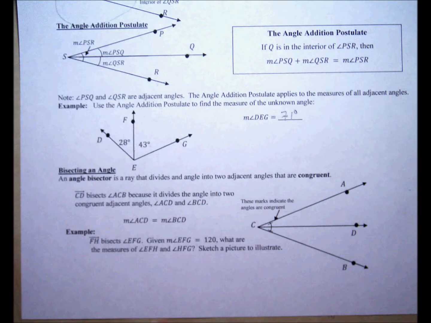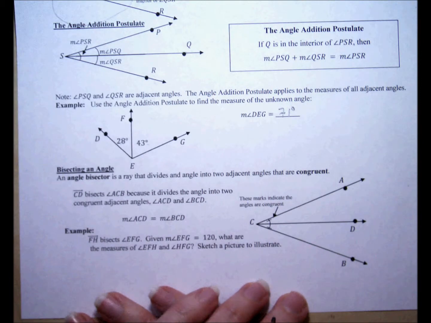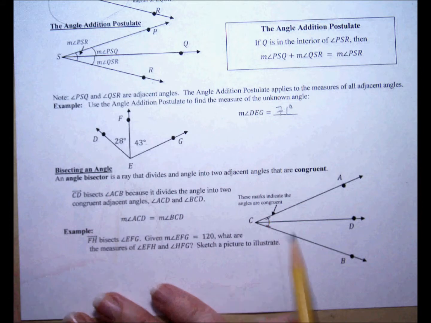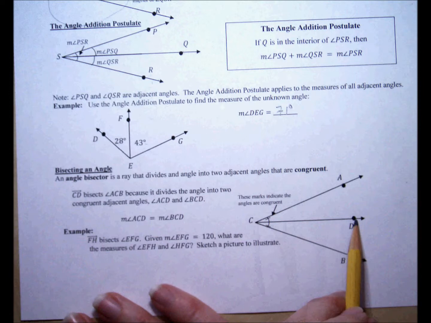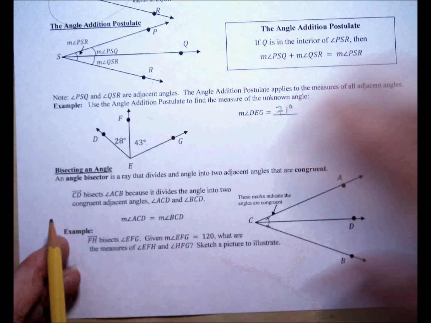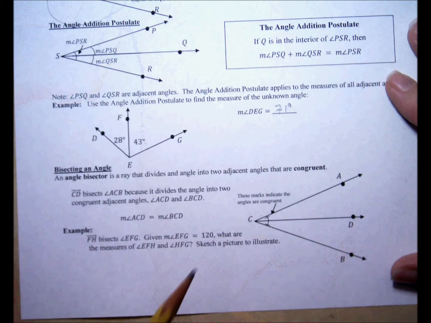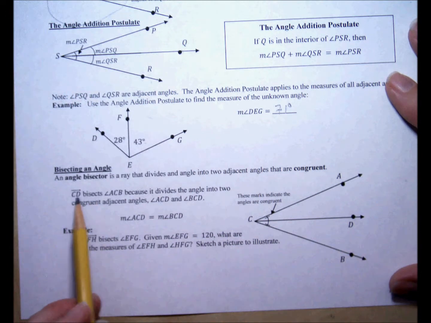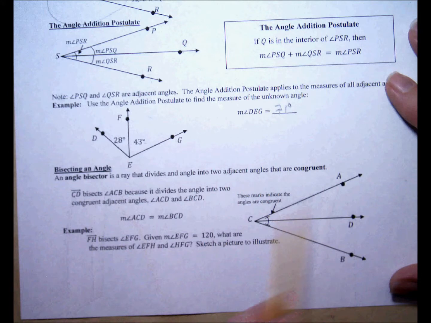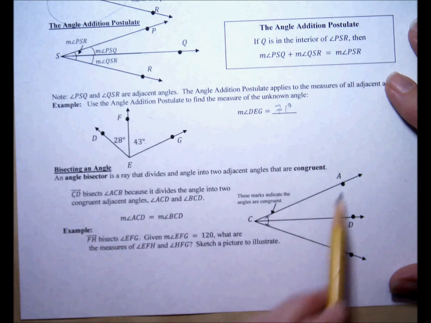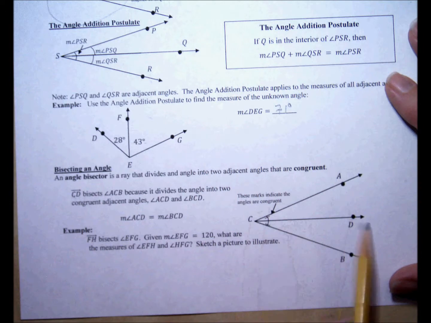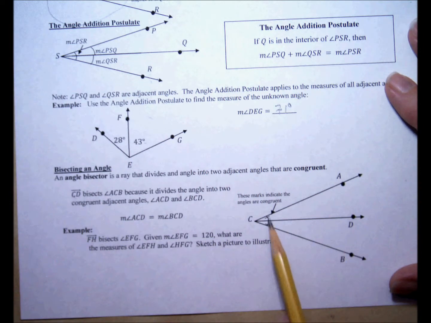Now we're on a theme here. Now we're back to bisecting, and this time we're bisecting an angle. And we know that bisecting means dividing into two equal parts. So an angle bisector is a ray that divides an angle into two adjacent angles that are congruent. See how when you learn some vocabulary, it helps with your descriptions. So ray CD bisects angle ACB because it divides the angle into two congruent adjacent angles, ACD and BCD.